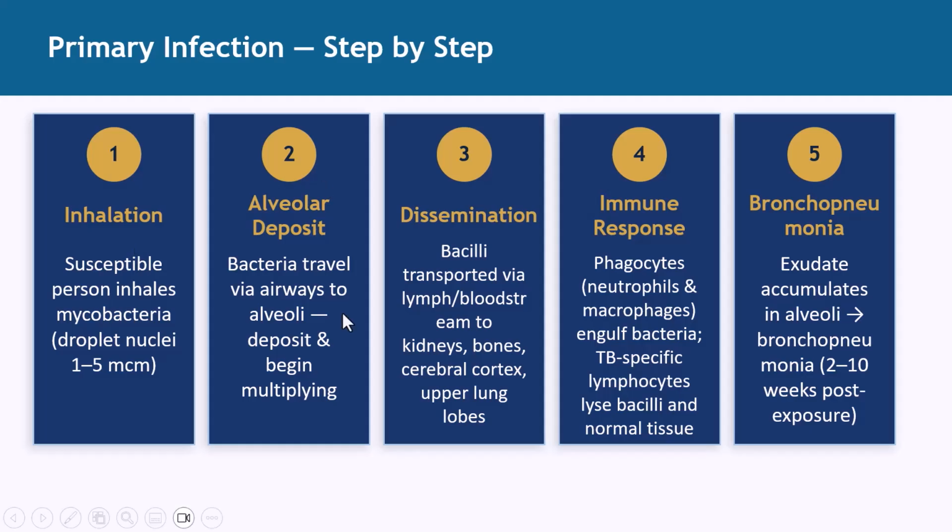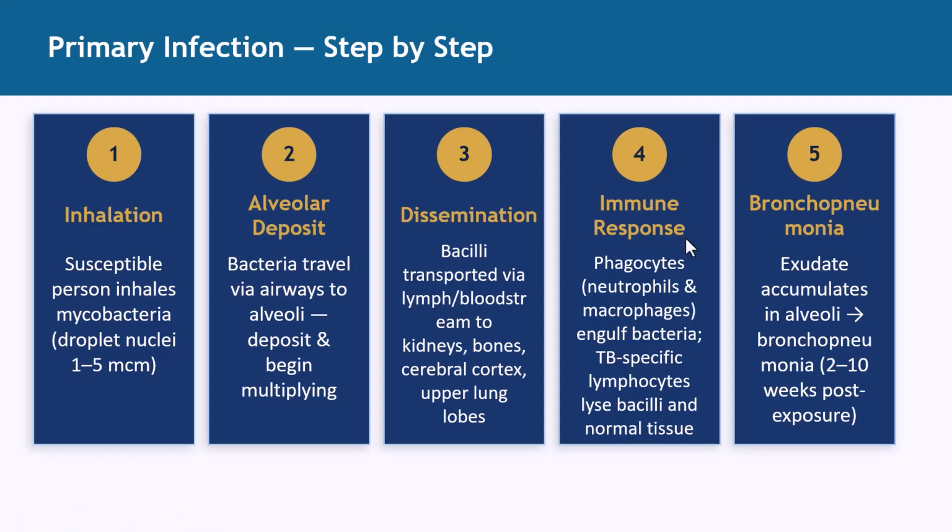Step 2. Alveolar deposition. The bacteria settle on the alveoli, the tiny air sacs deep in the lung where gas exchange occurs. There they begin to multiply. Step 3. Dissemination. The bacilli are picked up by the lymphatic system and transported via the bloodstream to other parts of the body: the kidneys, the bones, the cerebral cortex, and the upper lobes of the lungs. This is why TB can affect so many different organ systems.